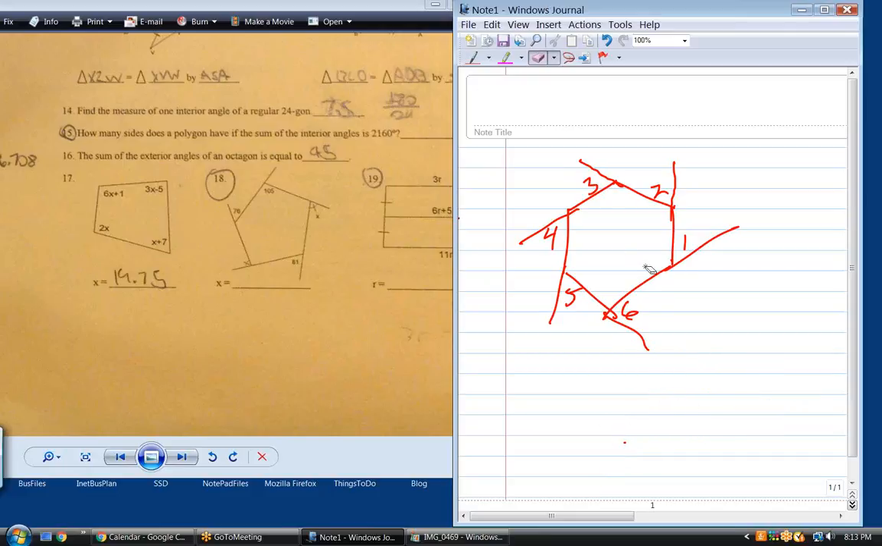You do need a formula for the sum of the interior angles. But you don't need a formula for the sum of the exterior. No matter what the shape, it's always 360. And the only thing they could ask you about the exterior is how many exterior angles do you have?